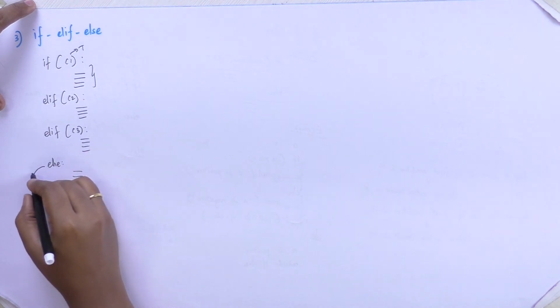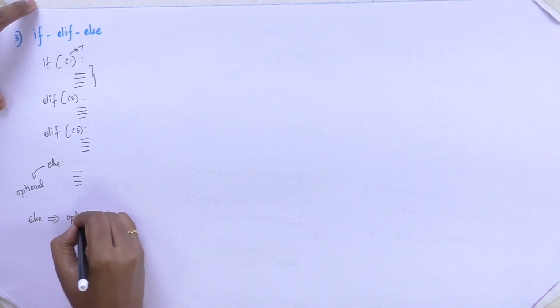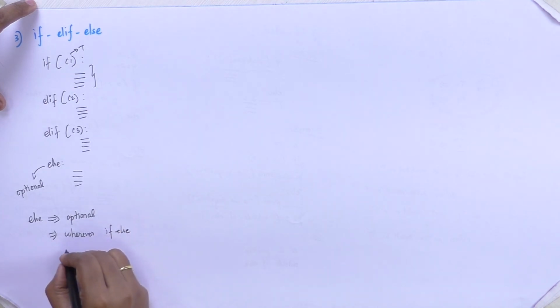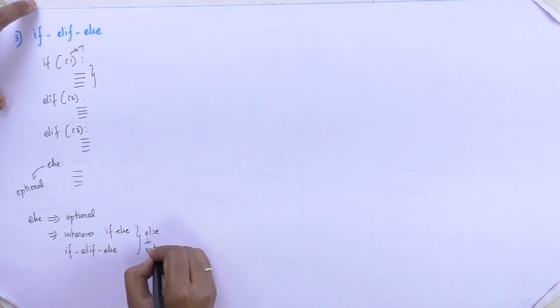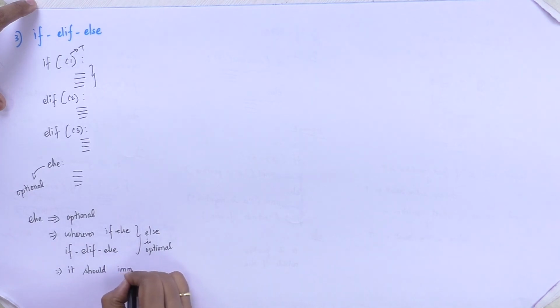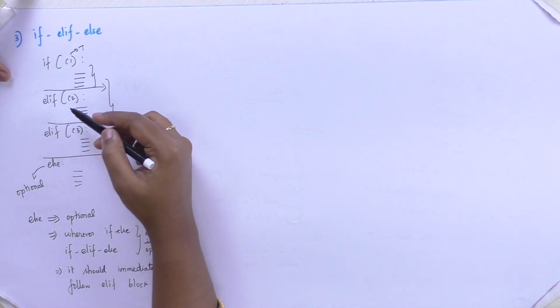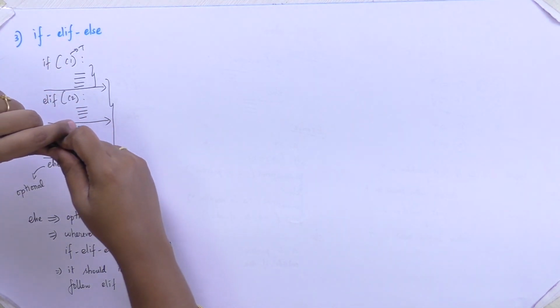Before that, you could see else here. Else block is optional. And remember, wherever you are using else, even in the previous case of if else, or in the case of if elif else, else is optional and it should immediately follow the elif block, which means there should not be any instructions between the blocks. There should not be any instructions between if and elif block, between elif blocks, and between your elif block and else block. And also else is optional. If you need else, you can use it, or else you can skip it.